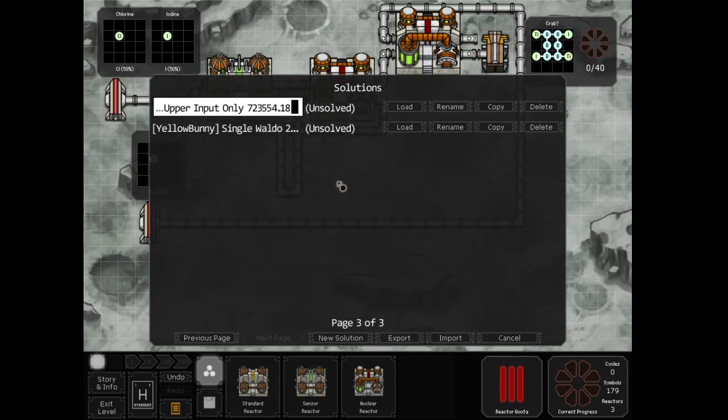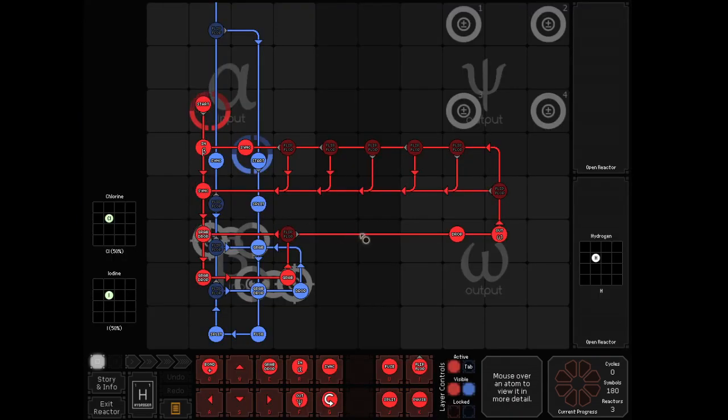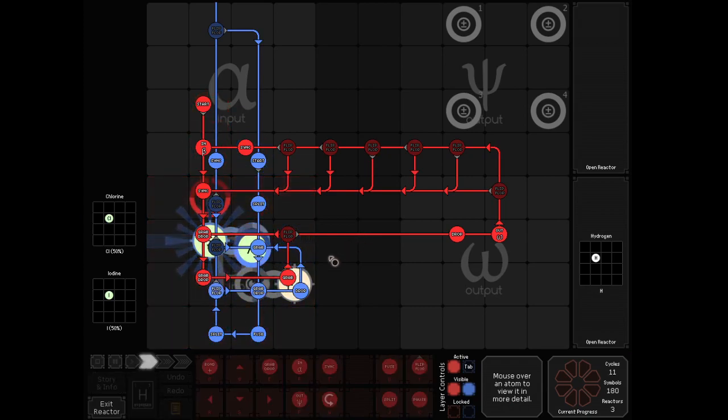YellowBunny with upper input only. 723k, you bastard. Alright. Yeah, no boron. Yeah, arbitrary fission fusion loop that will... Oh my goodness.